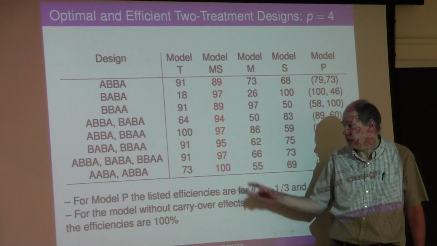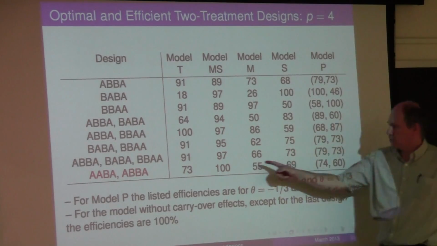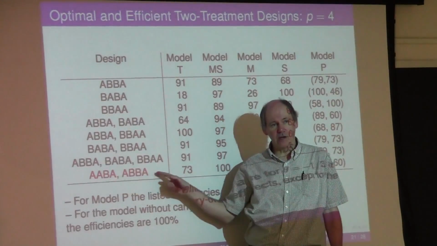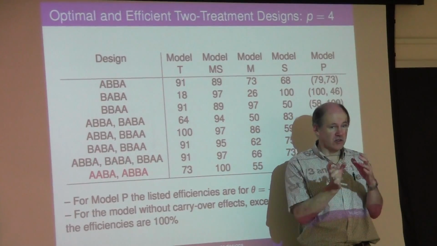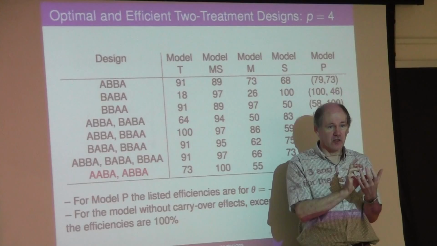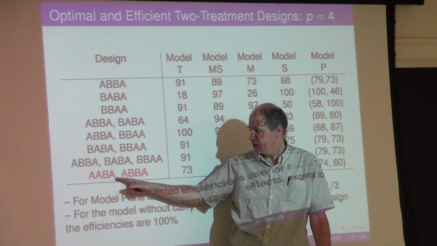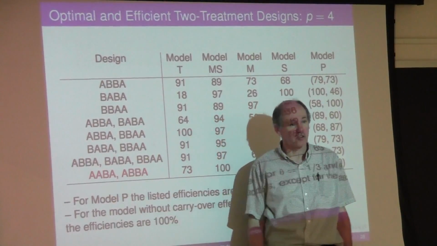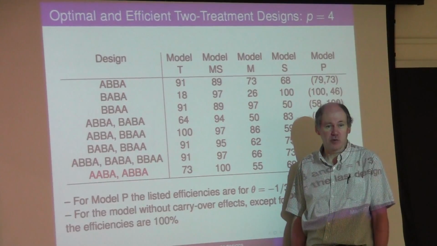The other thing to point out here, and maybe I have this on the next slide, yes, is that the optimal design under this model is a design that you might not expect. Because in 4 periods, you would probably expect the designs to use each of the treatments twice in every sequence. That's not the case. This design uses treatment A 3 times and D only once. So it's a very strange optimal design also. That's the best under this particular model.